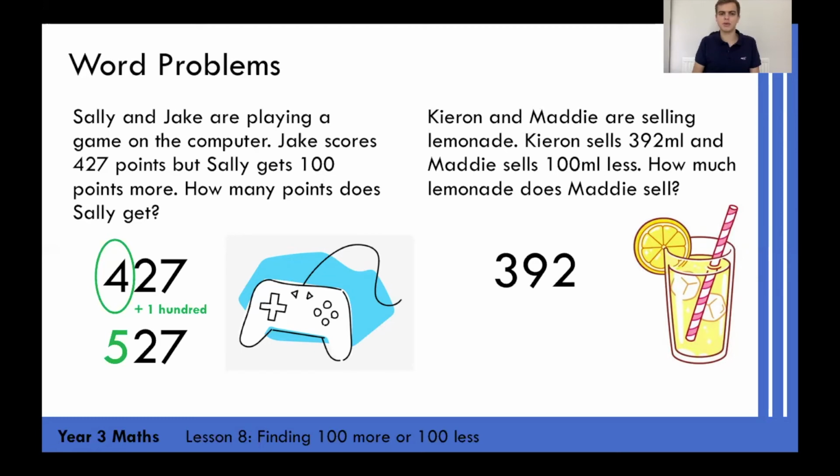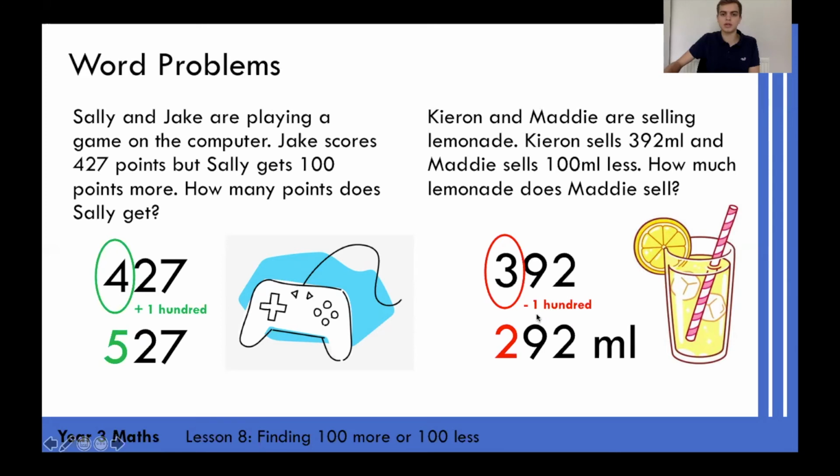So in 392, what digit is in the hundreds column? Fantastic, it's the 3, isn't it? In this number, we've got 300s. Maddie sells 100 less, 100 millilitres less. So we need to take 100 away. So here we've got 300s and I want to take one of those hundreds away. So how many millilitres do you think Maddie sold? Fantastic. So Maddie sold 292 millilitres because Kieran sold 392, 100 less. I'm taking one away from my hundreds, 292 millilitres. Well done if you managed to get those.